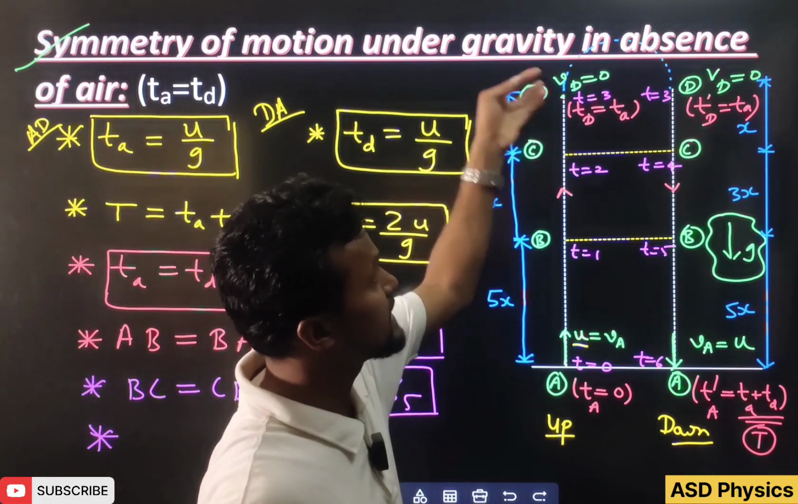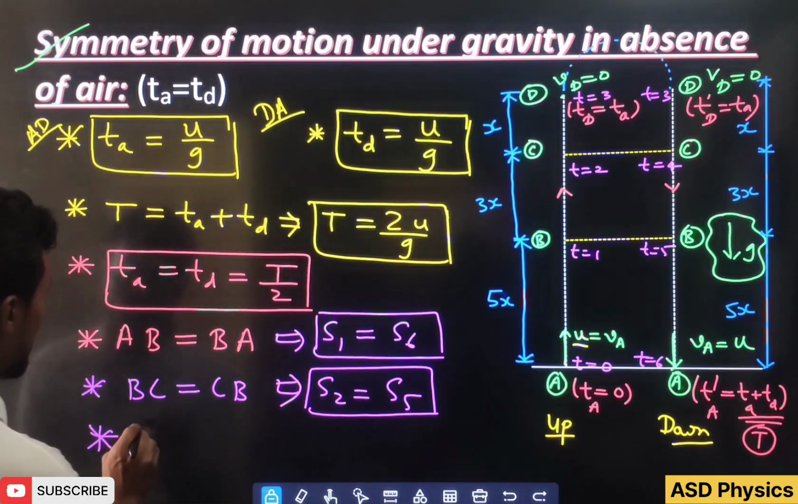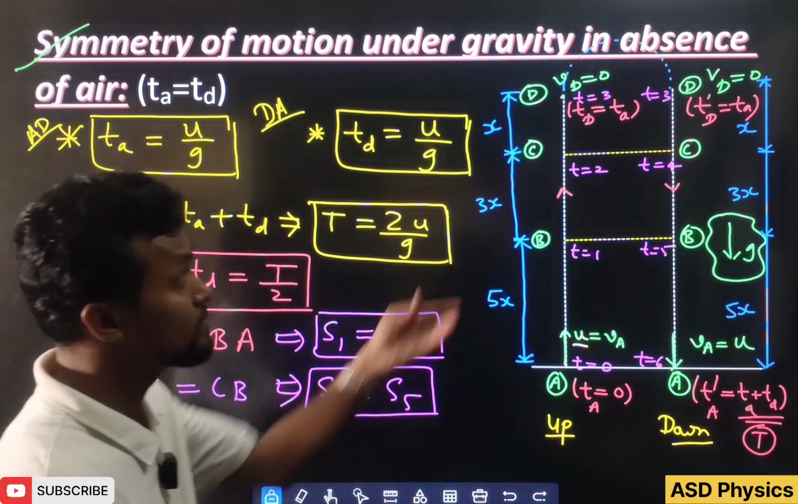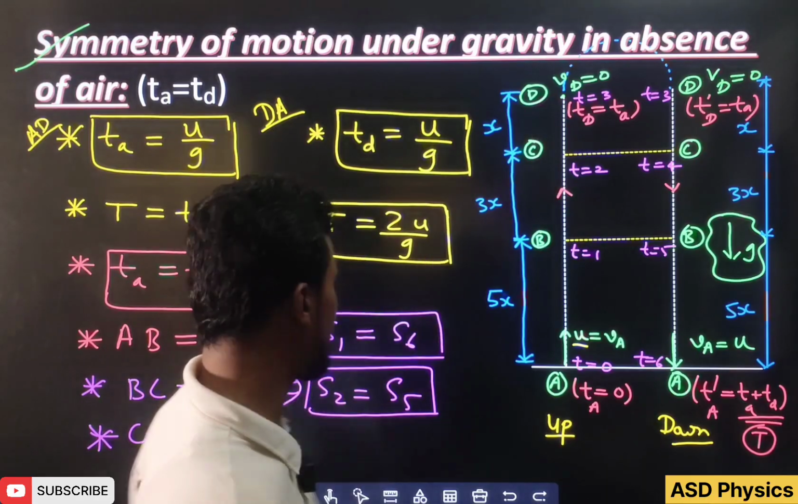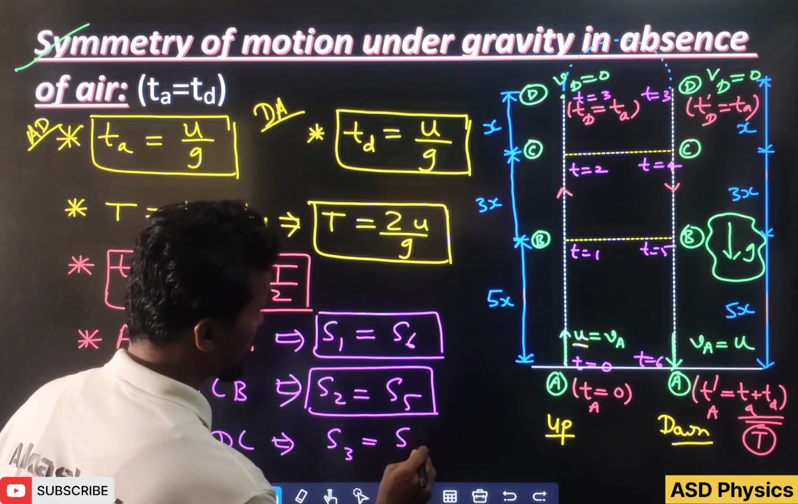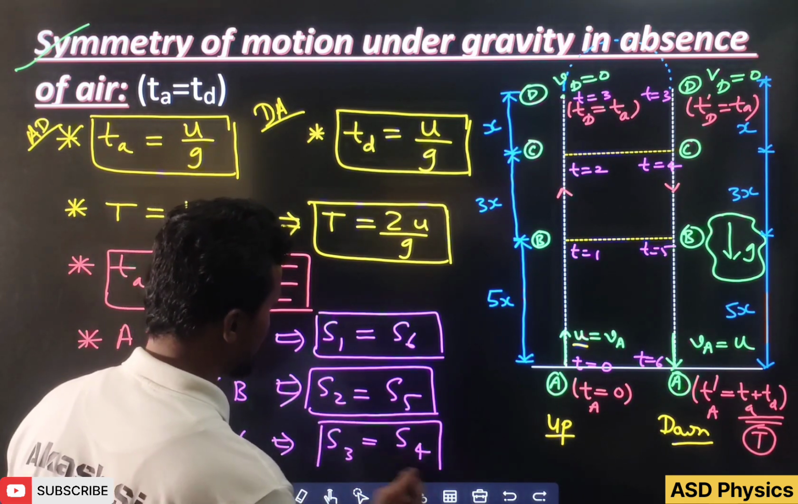Similarly, you can see CD is equal to DC. So what can I write here? CD is equal to DC. What is the CD? First second, second second, third second. That means the displacement in the third second will be equal to the displacement in the fourth second.